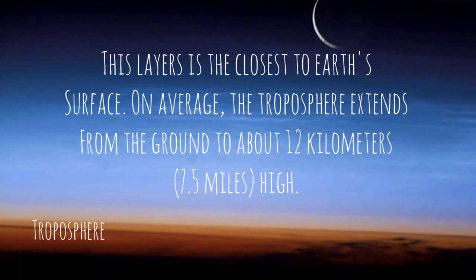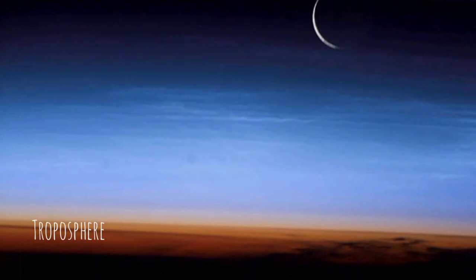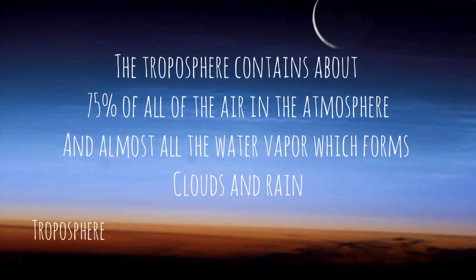On average, the troposphere extends from the ground to about 12 kilometers or 7.5 miles high. The troposphere contains about 75% of all of the air in the atmosphere and almost all of the water vapor which forms clouds and rain.